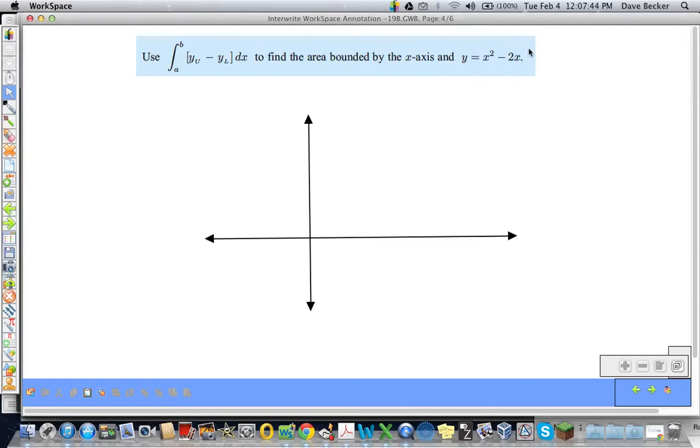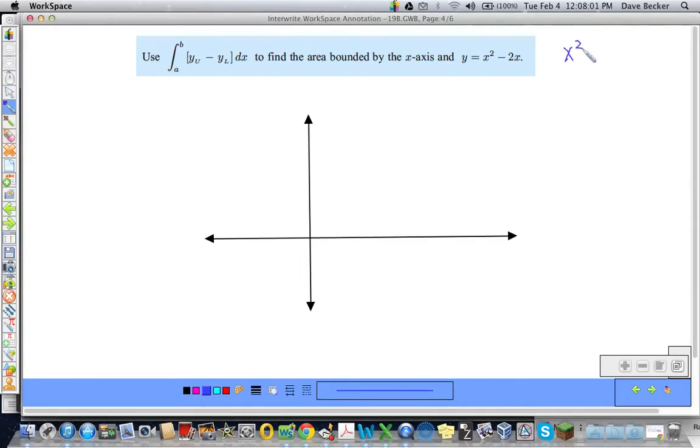So let's just put our thinking caps on here. This is a parabola, and we know that it opens upwards. So if we're going to be bound by the x-axis, then we need to find the x-intercepts. And we do that by setting the function equal to 0.